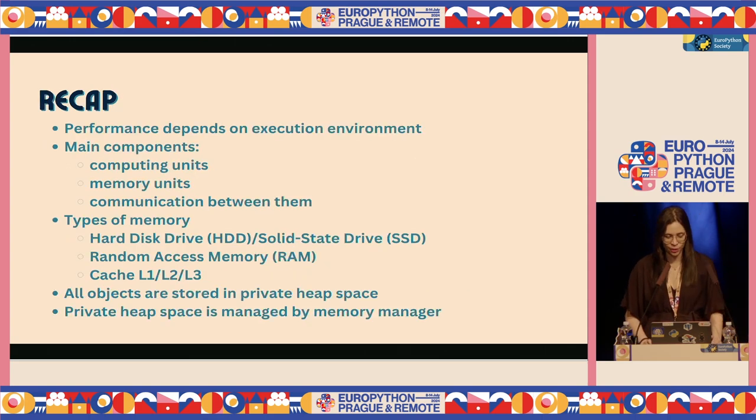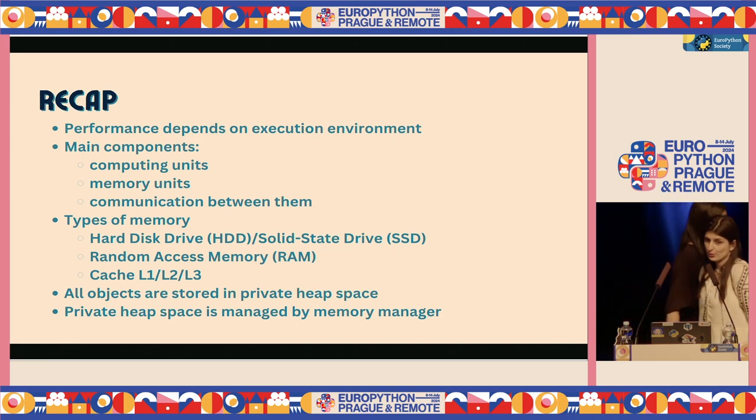So there are a lot of things here related to hardware that we learned today. This is just a recap from the first part, but the most important thing is that code is not isolated. It runs on a machine, and these things are also related to performance. The main components we saw were computing units and memory units, how they communicate, and some of the types of memory. Also, all objects are stored in the private heap space, and the private heap space is managed by a little friend, the memory manager. So this is it for the first part, and Yuliia will talk more about some of these concepts.